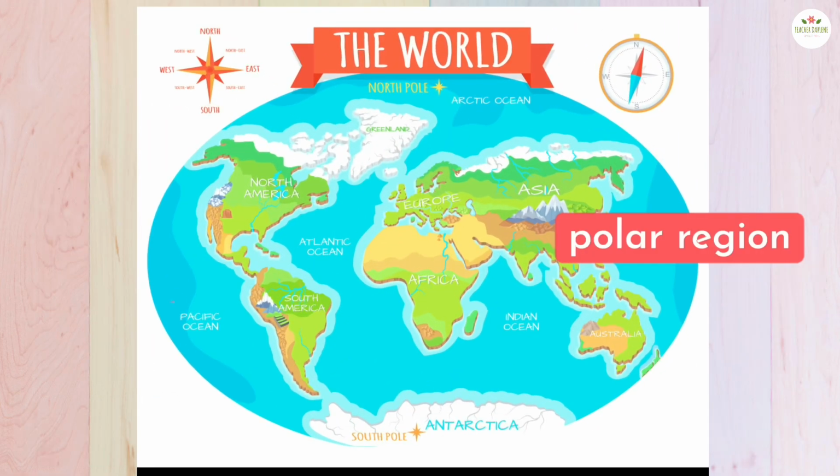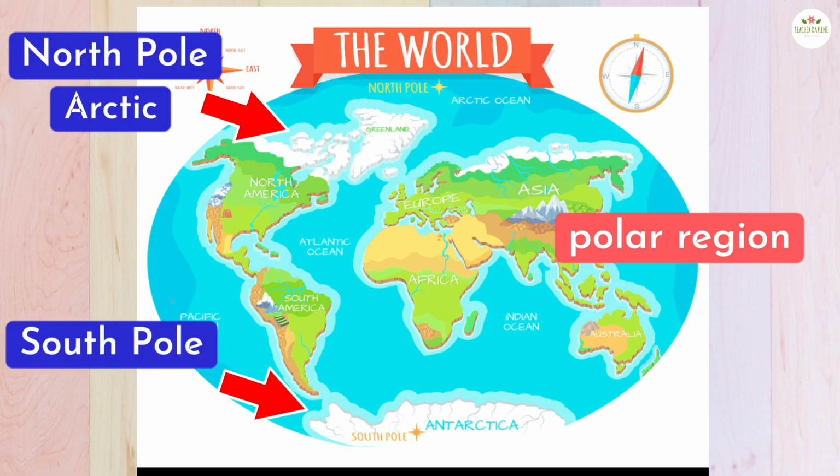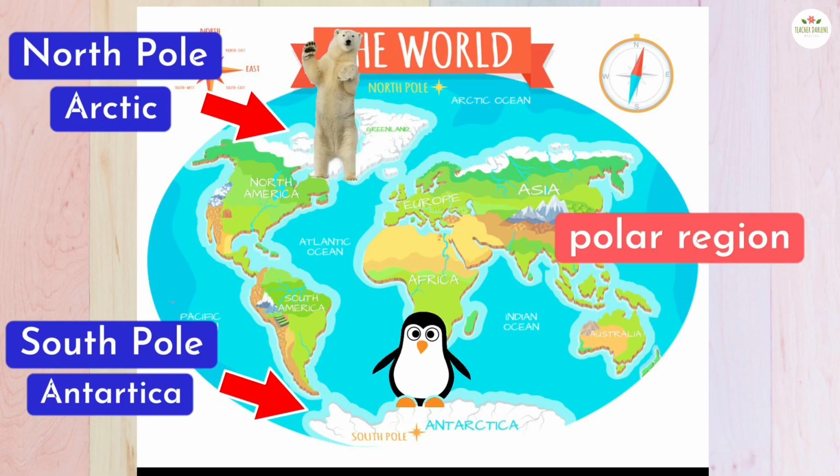Did you know that there are two polar region areas? Over here is the North Pole. It is also known as the Arctic. And here is the South Pole. It is also called the Antarctica. Polar bears live in the North Pole. Penguins live in the South Pole.